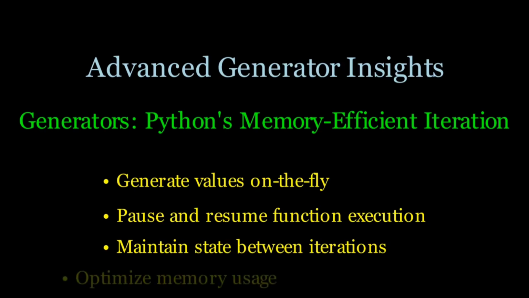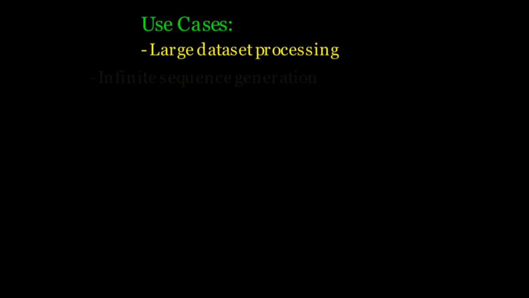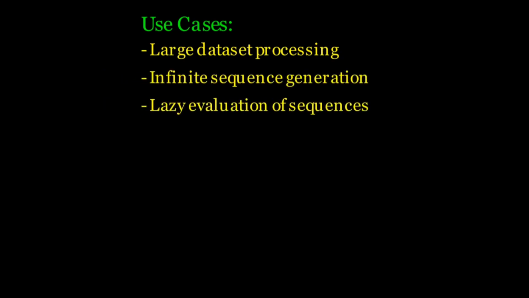They preserve all local variables and execution position between iterations, and they optimize memory usage by avoiding the need to store the entire sequence in memory. Generators are particularly valuable in several common scenarios. They excel at processing large datasets that might not fit in memory.